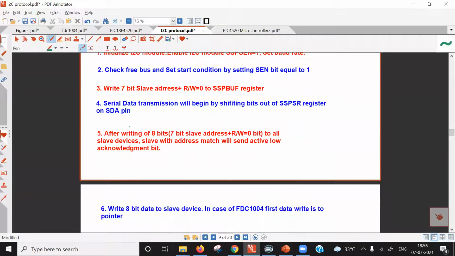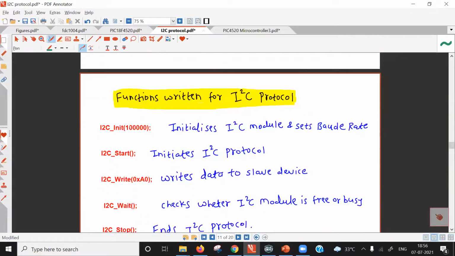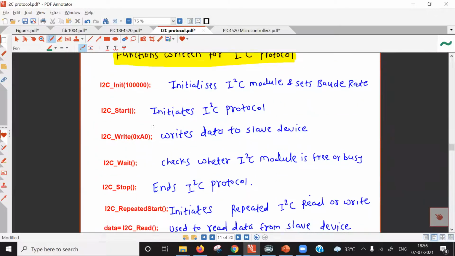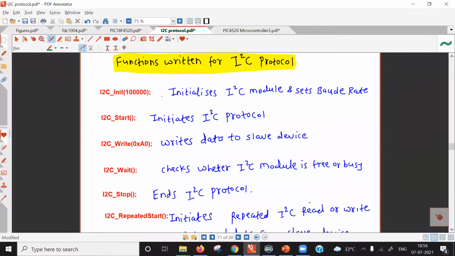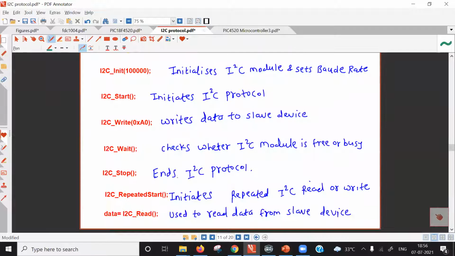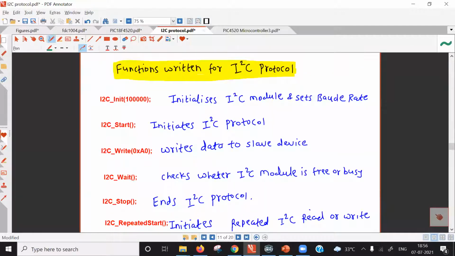Now let me discuss this here. Some functions are there. In my C code, there are several functions. So first of all, understand the purpose of these functions. How many functions are there? 1, 2, 3, 4, 5, 6, 7. Total 7 functions are there. I will first of all discuss the purpose of these functions. All these functions are user-defined functions. These are not library functions. I have written these functions for implementation of the I2C protocol.